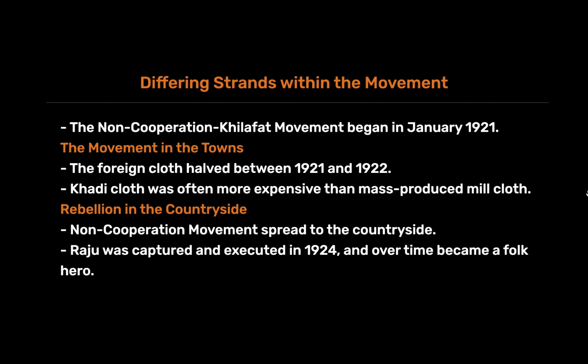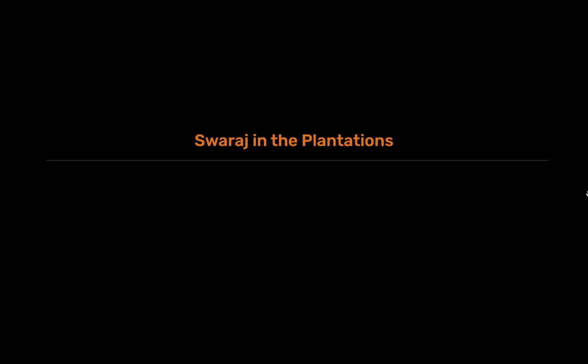Rebellion in the countryside. From the cities, the non-cooperation movement spread to the countryside. The Gudem rebels attacked police stations, attempted to kill British officials and carried on guerrilla warfare for achieving Swaraj. Raju was captured and executed in 1924, and over time became a folk hero.